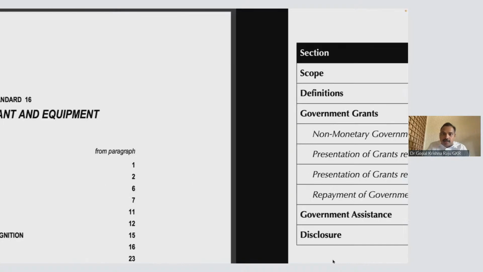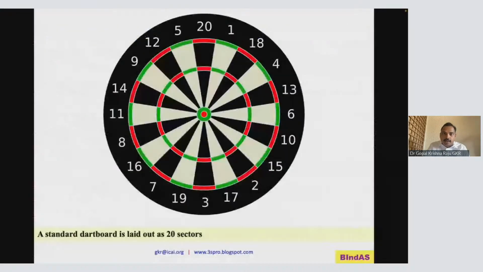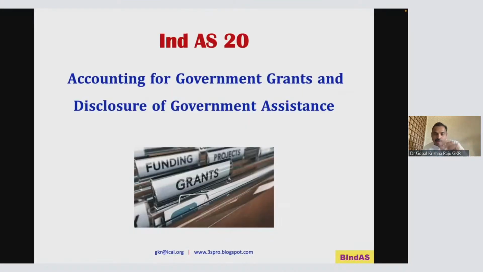So let me give the breakup to you. It is accounting for government grants and disclosure of government assistance. That means government assistance is not accounted, it is not recognized, it is only disclosed. But for government grants, we need to appreciate the distinction between government assistance and grants. Assistance has to be disclosed; a grant has to be measured, recognized, and also disclosed. So this is where the uniqueness is.